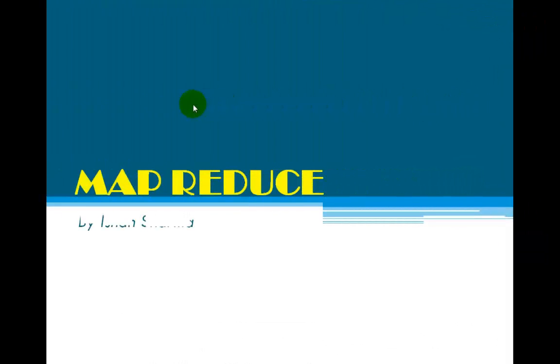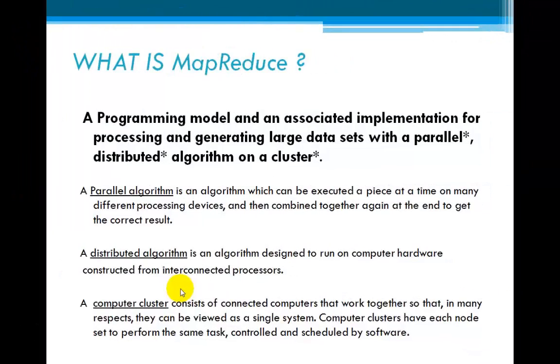I will explain the MapReduce concept and its working in Hadoop. As the name suggests, here we are mapping something, that is data, and then reducing it. Now, before looking at the definition, we must know what a parallel and distributed algorithm is.